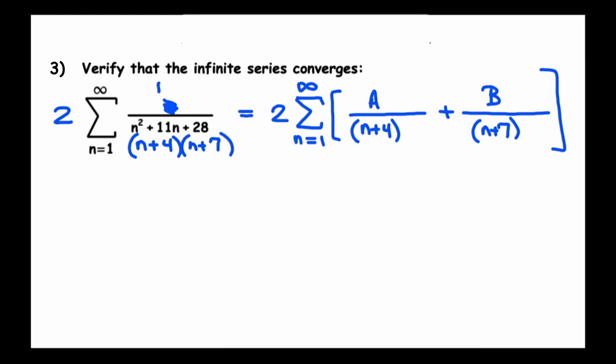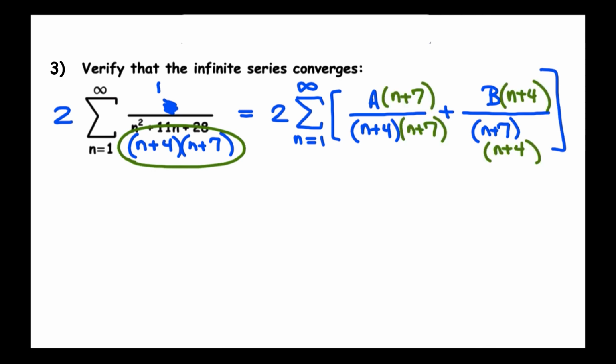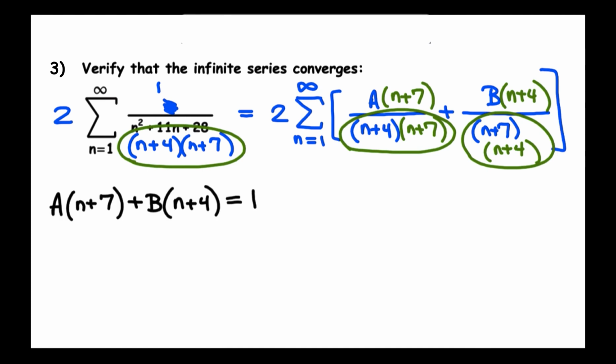All right, let's get common denominators. We need them all to be n plus 4, n plus 7. And that's looking good. All right, let's get the equation from up top. Setting the numerators equal to each other yields that. We're going to let n be negative 4 and also negative 7.